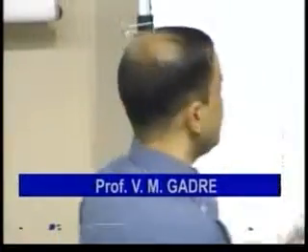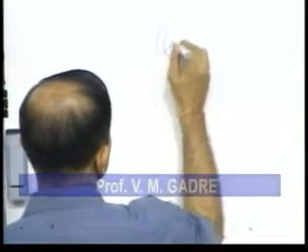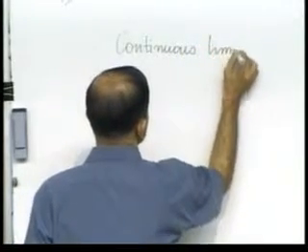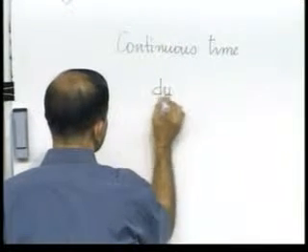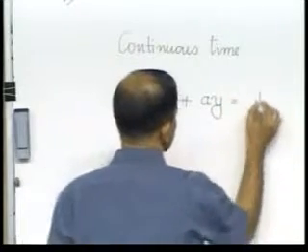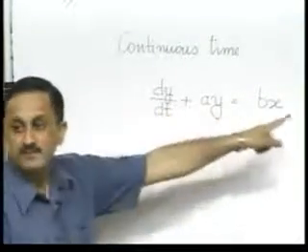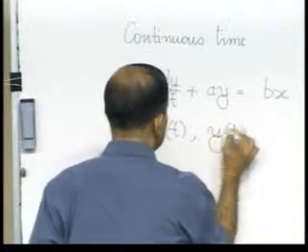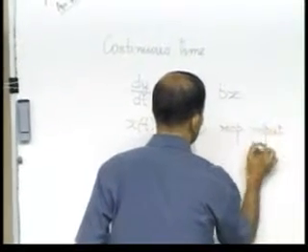Now, let us take a simple example. Let us assume we have in continuous time the system given by, here we understand x and y are actually x(t) and y(t) respectively, the input and output.